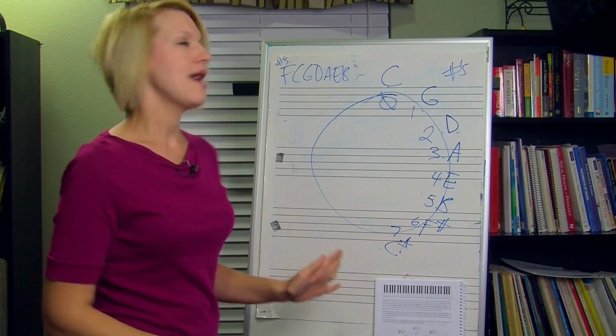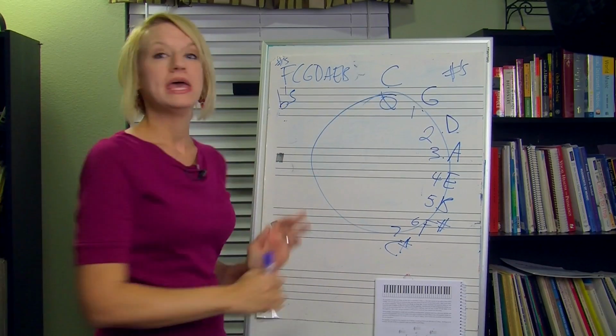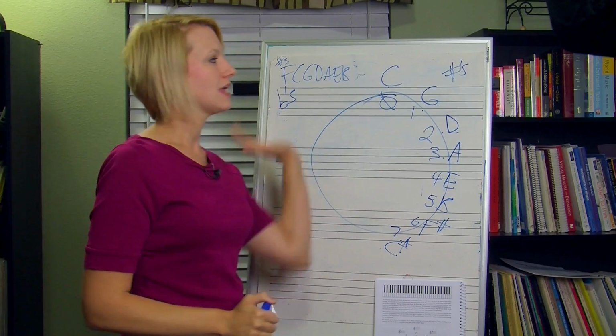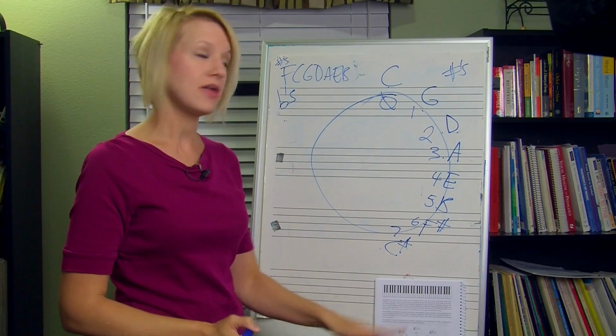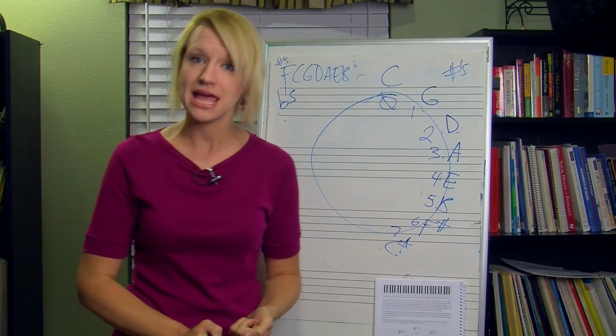Now, when we go counterclockwise, these are the flat keys. It is called the circle of fifths. So remember, we're going by fifths. Clockwise was going up a fifth. When we go counterclockwise, we're actually going down a fifth in that scale.